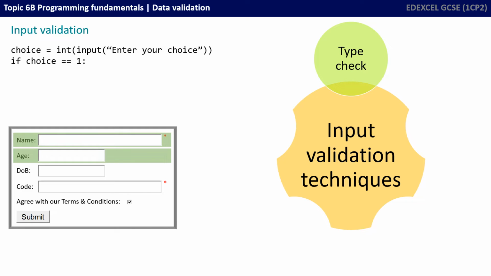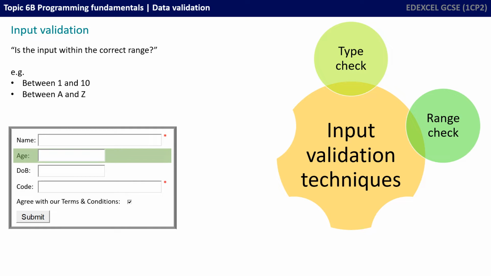For example, here we have the code choice equals int input enter your choice. This is not the best way of programming this because the program will crash if it cannot convert the input to an integer. It would be better to program it like this instead.